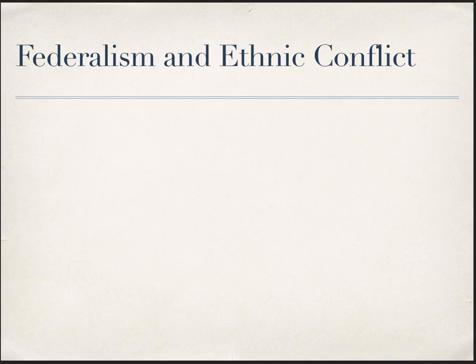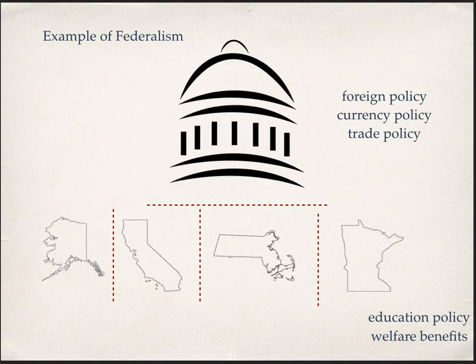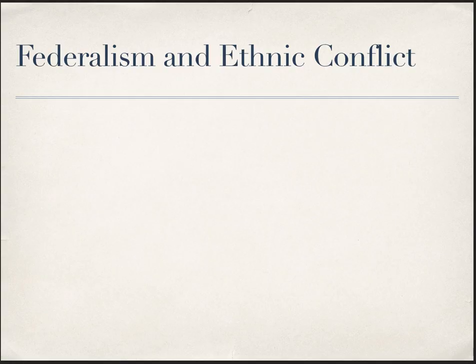Well, one thing that we might expect is that federalism, the delineation of certain types of education and welfare benefits, certain types of social policy and planning powers to more local places, might prevent ethnic conflict, right? If you're giving minorities rights, they should be less likely to rebel.